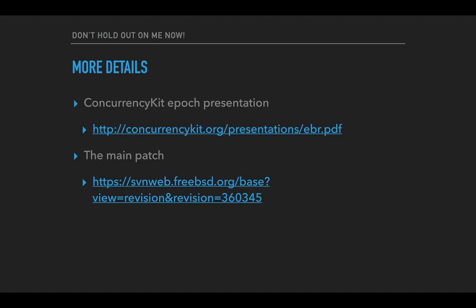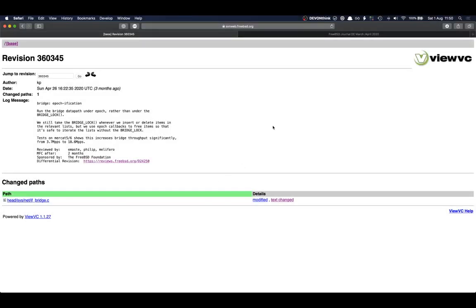If you're interested in more details, there is a slide set on the ConcurrencyKit website that explains how this EPOCH thing works. There are videos on YouTube. I would definitely recommend those. This link goes straight to the patch, the single commit that I did to make this change. Well, there were more commits, but they just did some preliminary cleanup. The actual meat of the change is here.